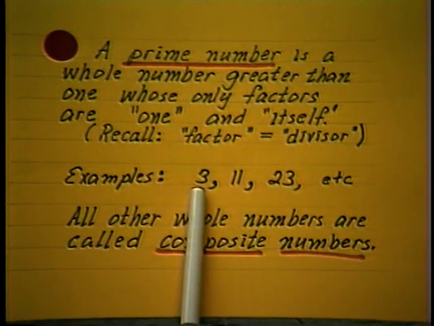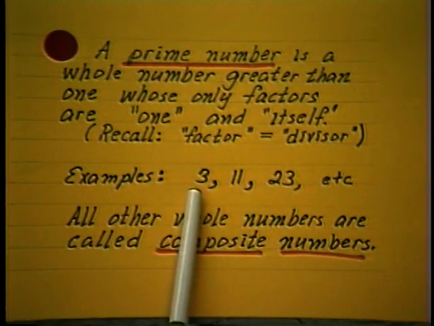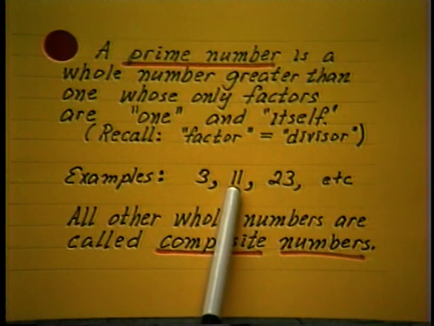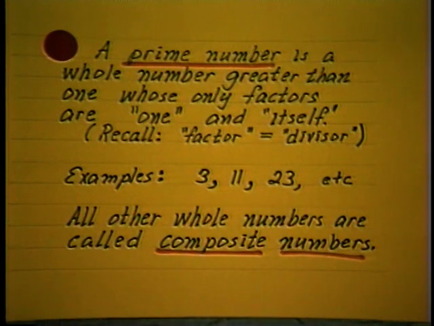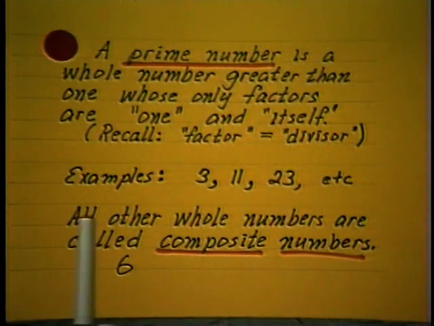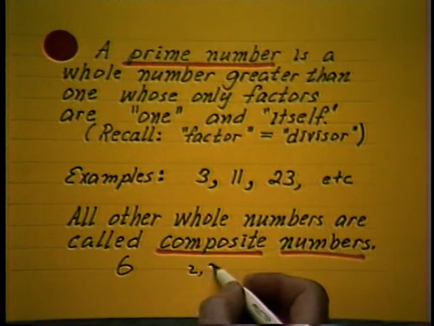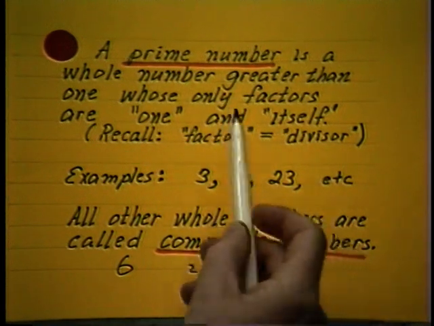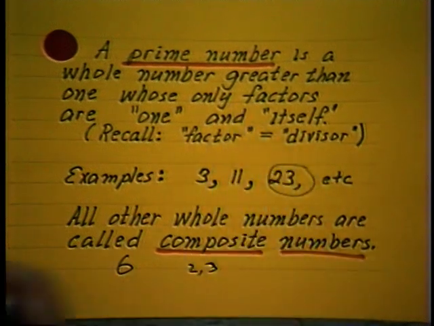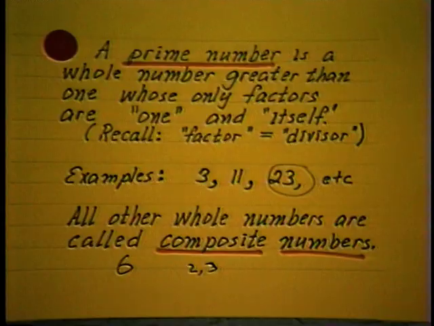For instance, 3. I can't divide it by anything except 1 and 3. The same with 11 and 23. All other whole numbers are called composite numbers. An example would be 6. I not only can divide that by 1 and 6, I can divide it by 2 and 3. So a prime number is a number I can't divide by anything except itself and 1.